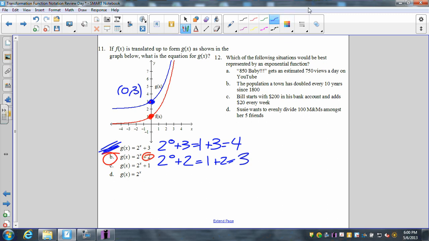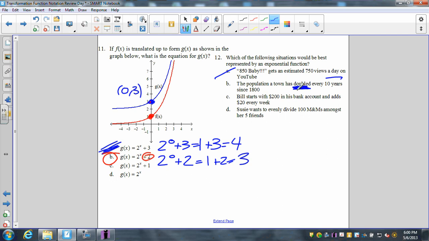And finally, the last question. Which of the following situations would be best represented by an exponential function? A baby gets an estimated 750 views a day on YouTube. Now, that is a linear function, right? I start off with 0. I go to 750. I go to 1500. I keep going. I keep increasing by a constant amount. That's not it.